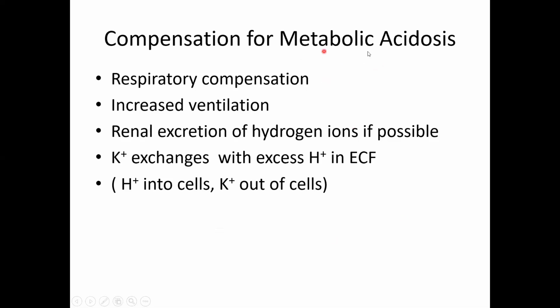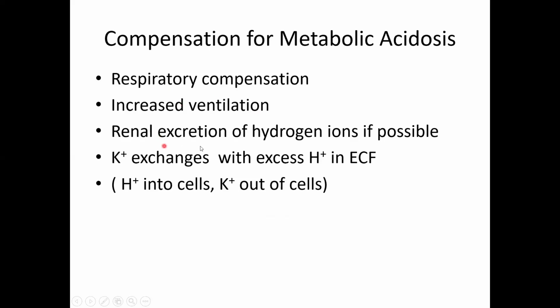I told you that if the cause is metabolic, the compensation is respiratory. If the cause is respiratory, compensation is metabolic. So here we are discussing metabolic acidosis, so compensation is respiratory. What is compensation? Increased ventilation. What will increased ventilation cause? More exhalation of carbon dioxide. So less carbon dioxide means less formation of carbonic acid, and dissociation of carbonic acid into carbon dioxide, and in this way the concentration of carbonic acid decreases in the blood due to hyperventilation.